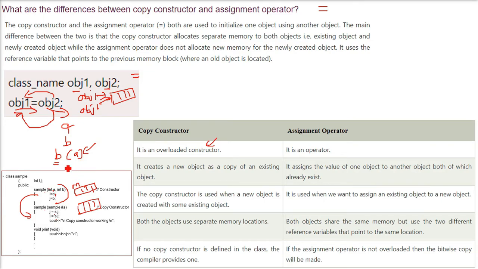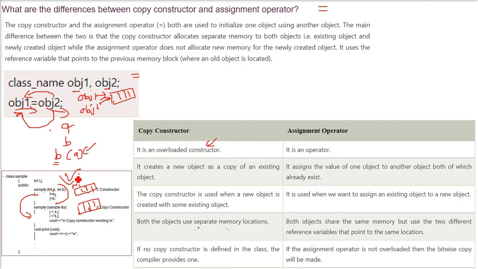See, the copy constructor is used when a new object is created from some existing object. This is very important. I told you already one more thing: both objects in the copy constructor use separate memory locations. But in the assignment operator, both objects share the same memory, using two different reference variables that point to the same location.